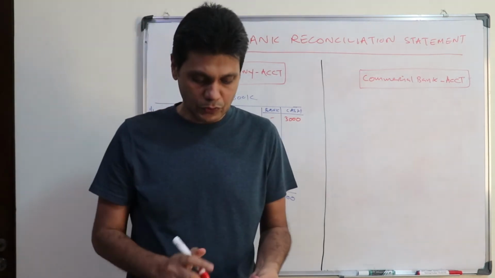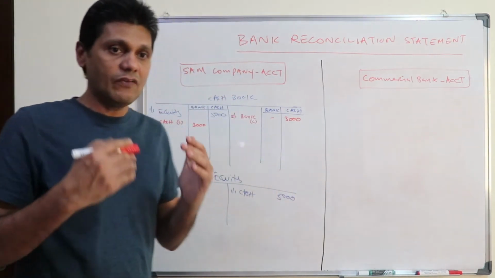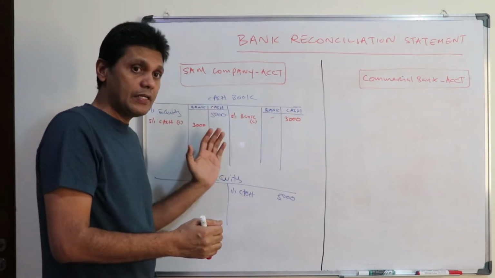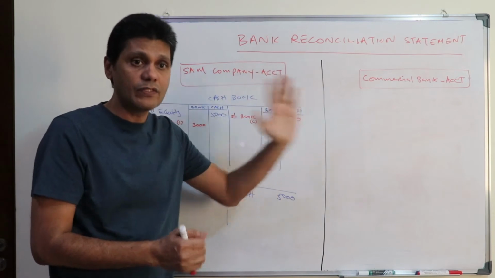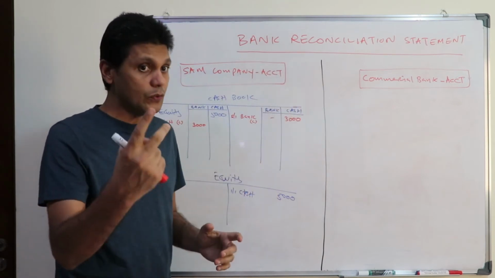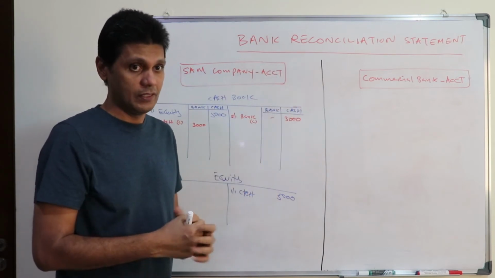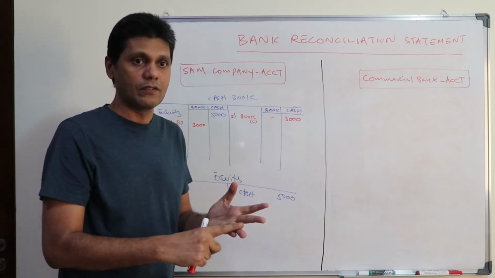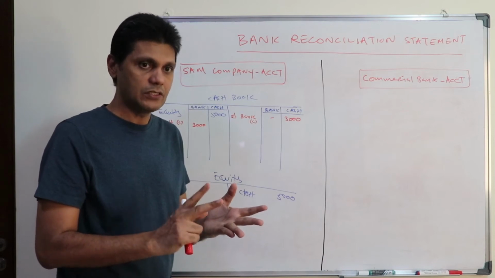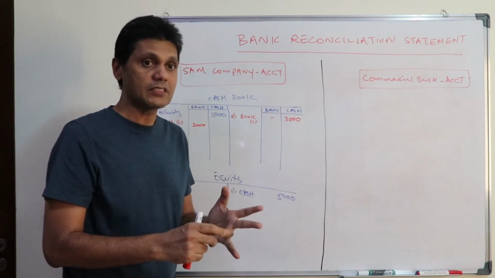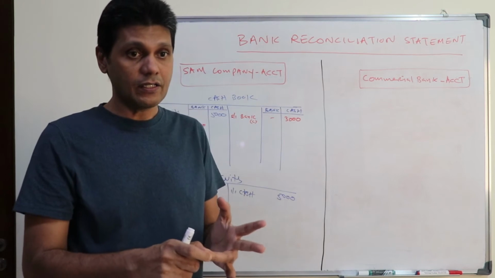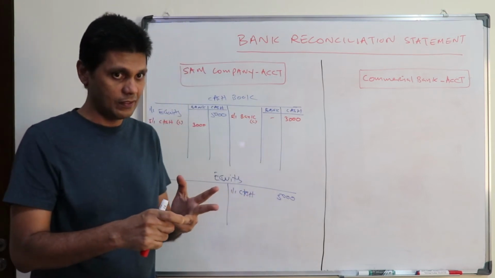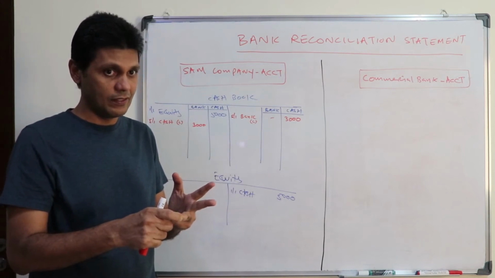Now, in order to do transactions with a bank, the company has to open an account with the bank. There are two types of accounts you can open: savings account and current account. For the time being, we will discuss the current account. Why do we have to open a current account? To put in the cash.